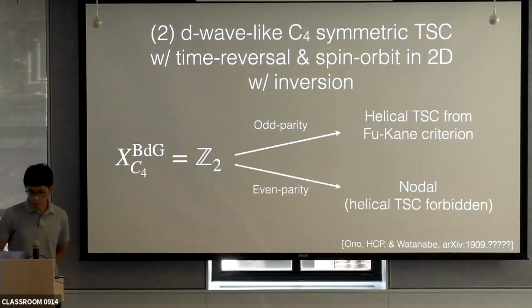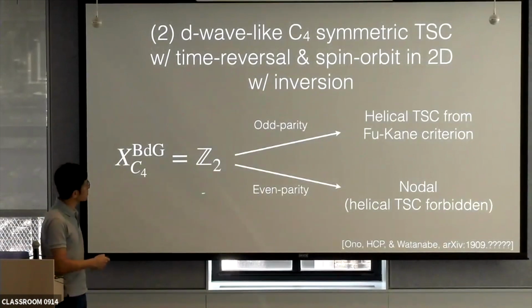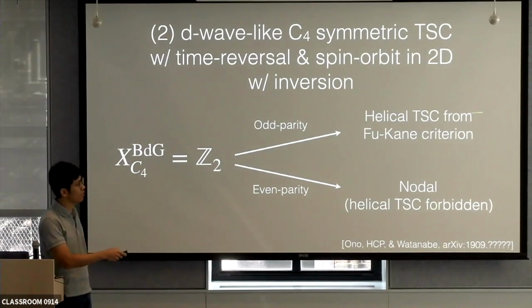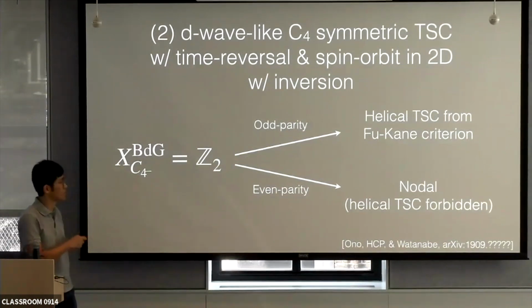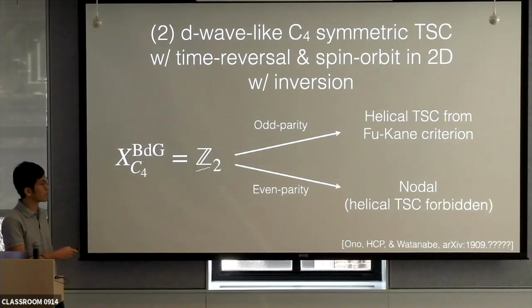More physically, this is supposed to be the quantum spin Hall phase. Now if I add inversion, then inversion tells you that you have even and odd parity pairing, and you can separate the two. If you have odd parity, that's the well-known case. In the odd parity case with inversion, you can just get the helical topological superconductors, and you can basically see that from the Fu-Kane criterion. So this C4 is not going to give you anything new in that case.